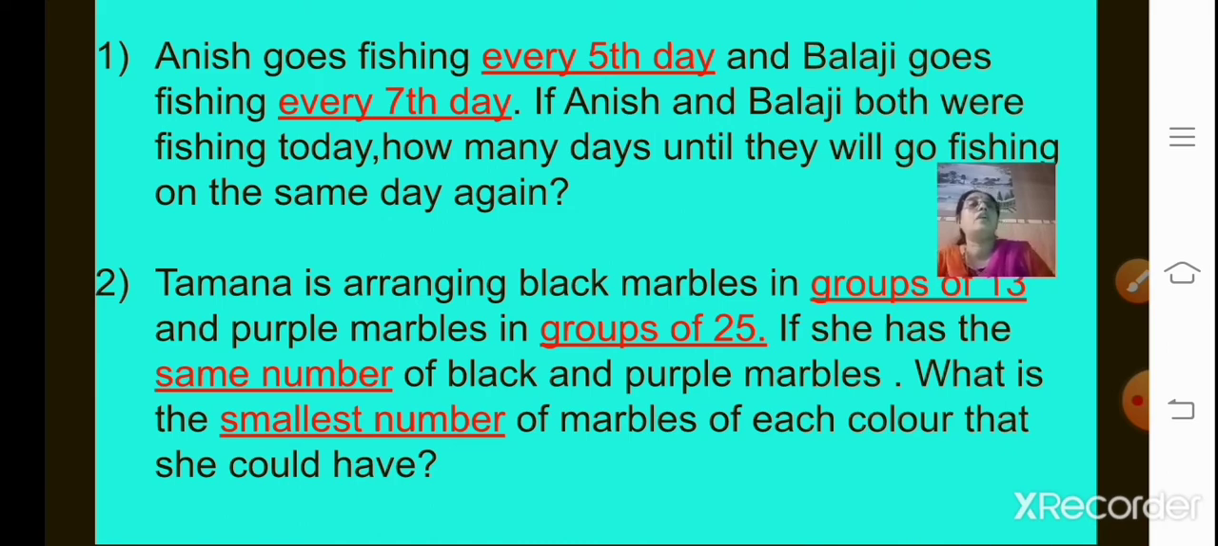Now here the fishing, the action is repeated. That is, Anish is going fishing every 5th day. Then after 5 days again 10. Then 15th day, 20th day. So that is the multiple of 5. Same way, Balaji goes fishing every 7th day. Then the next 14th day. Then 21st day. So the multiple of 7. So these words, that is 5th day, 7th day, tell us that they are the multiples. So this type of question is one where you have to find the LCM. Okay.